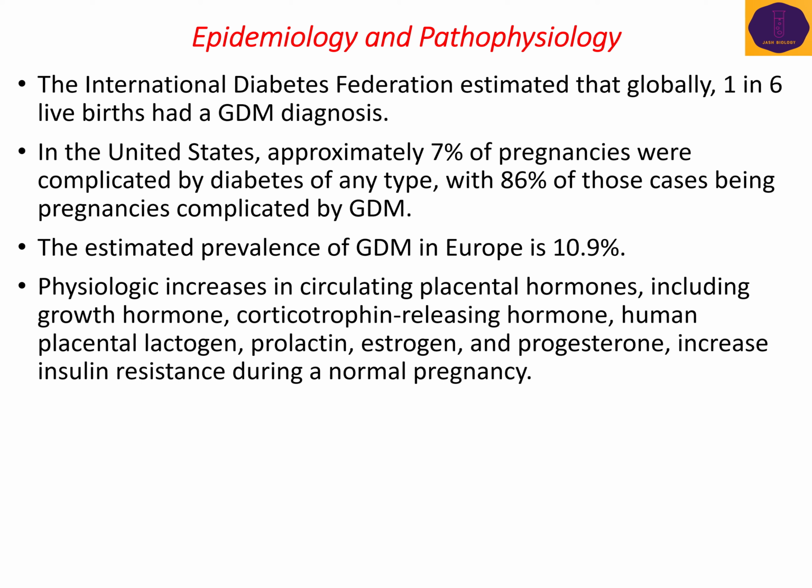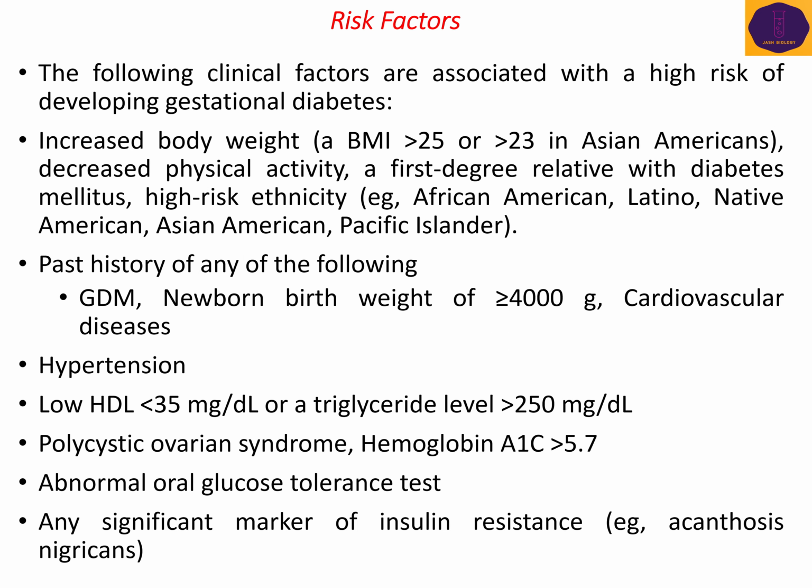Physiological increase in circulating placental hormones, including growth hormone, corticotrophin releasing hormone, human placental lactogen, prolactin, estrogen, and progesterone, increases insulin resistance during a normal pregnancy. The risk factors.